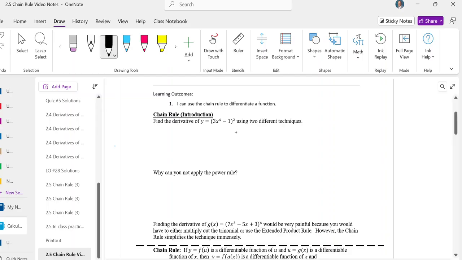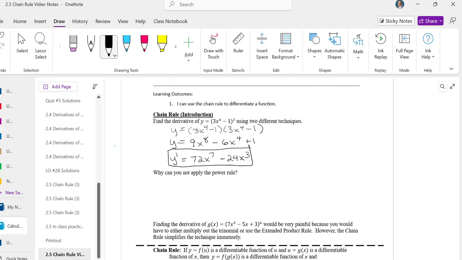to the second power. Before we even introduced the chain rule, there were a couple of different ways to do this. One way would be to FOIL this out first. When you FOIL, you get y equals 9x^8 minus 6x^4 plus 1. Then you take the derivative of that, and you get 72x^7 minus 24x^3.